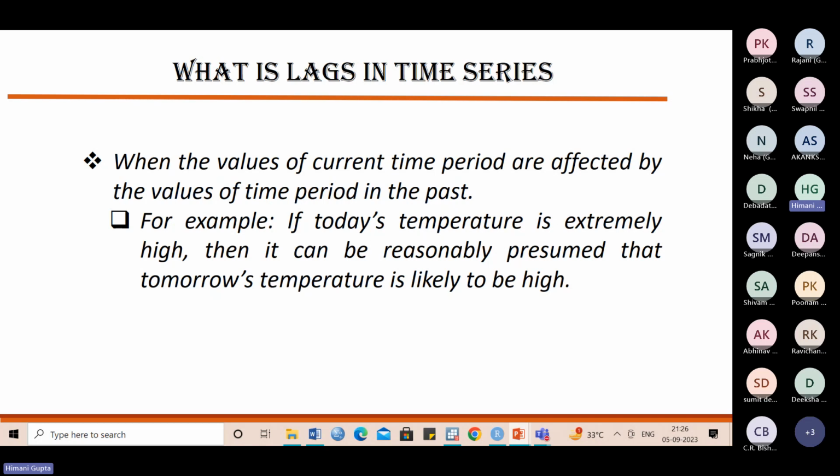So that means if I am valuing the stock price after 1 month, I will say that today's price is being affected. Why? Because 1 month back the dividend was announced. So what I am saying is that the dividend lag is also affecting your today's stock price. So today's stock price is affected by its own past also and by some exogenous variable past also.